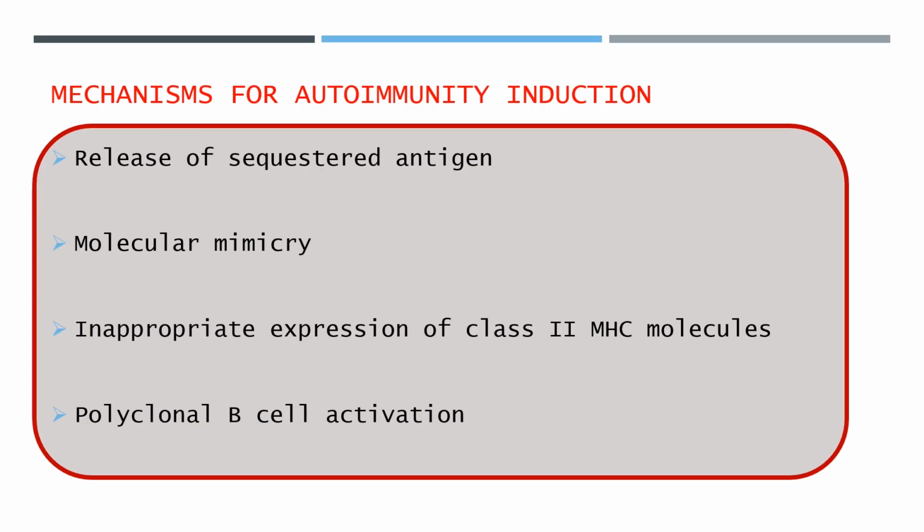This slide is going to discuss some of the mechanisms for autoimmunity induction. The first one we'll be considering is the release of sequestered antigen. Like I said earlier, after conception, when the fetus begins to produce immune cells within the body, the naive T cells are induced to initiate self-tolerance. What that means is that the naive T cells are able to recognize all the cells that belong to the body. As a result, they do not attack the cells of the body.